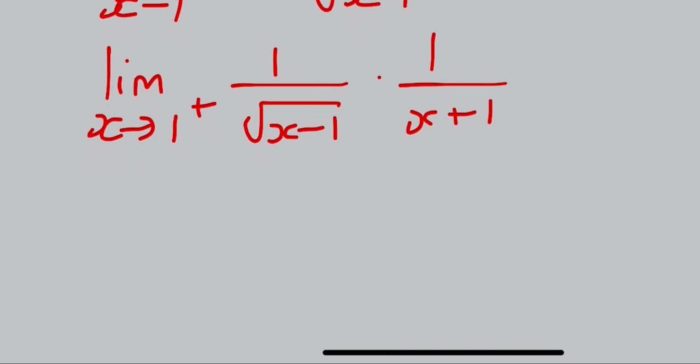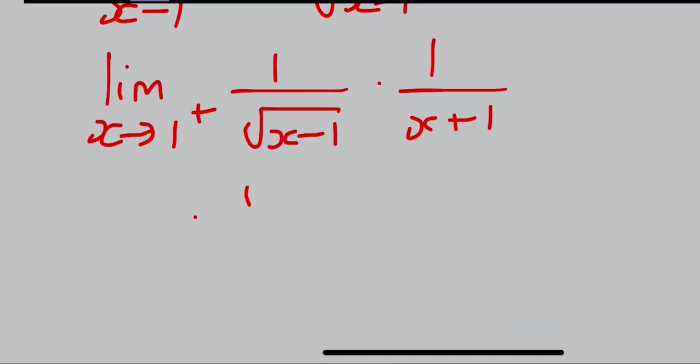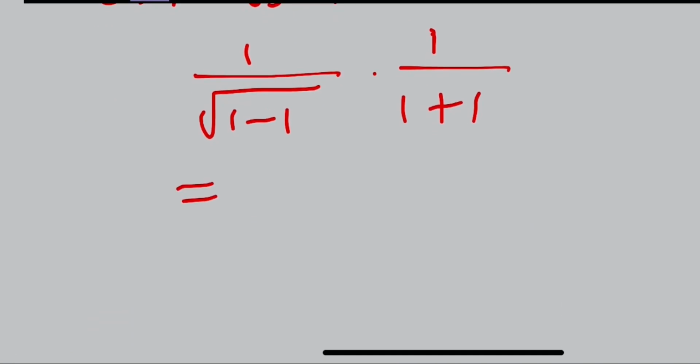Now that we have that limit, we need to evaluate it right now. So if you want to evaluate the limit as x approaches 1 from the right, if you directly substitute it in here, it's going to be 1 over the square root of 1 minus 1 multiplied by 1 over 1 plus 1. So that is going to be equal to 1 over 0 multiplied by 1 over 2.